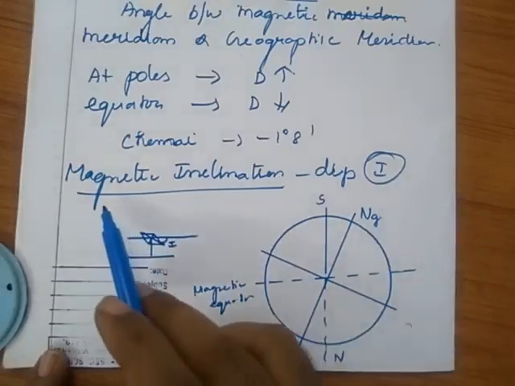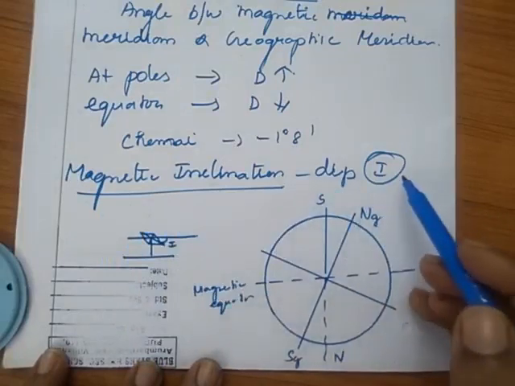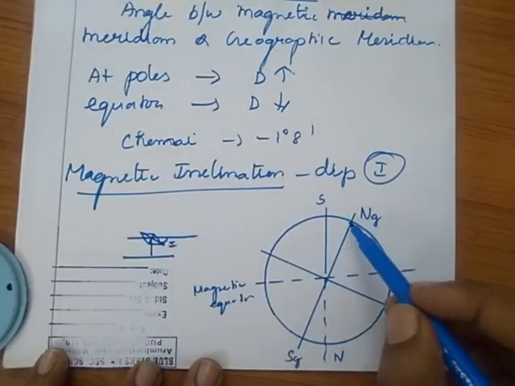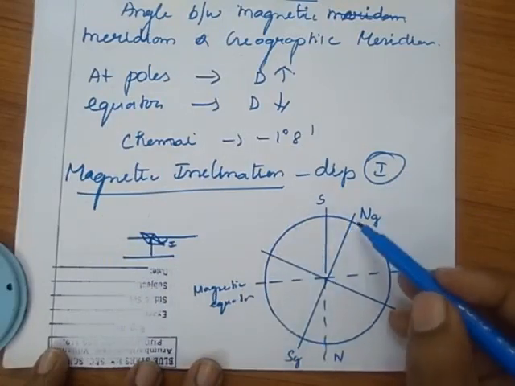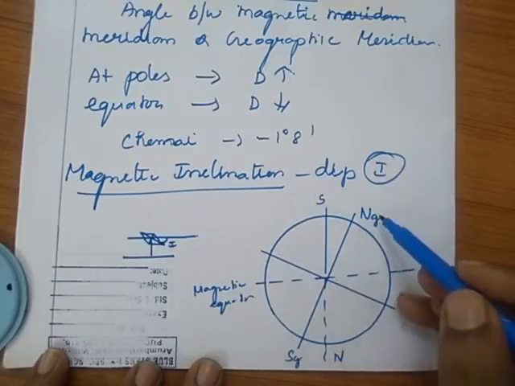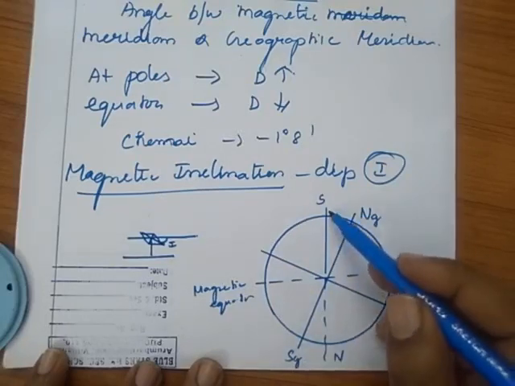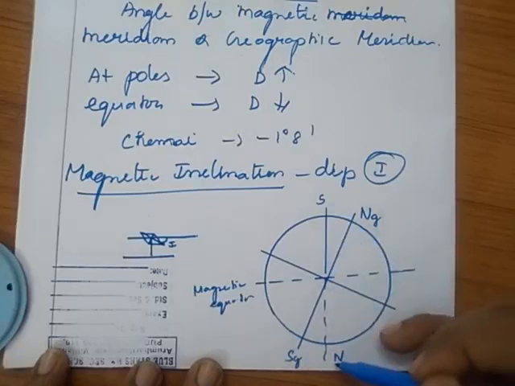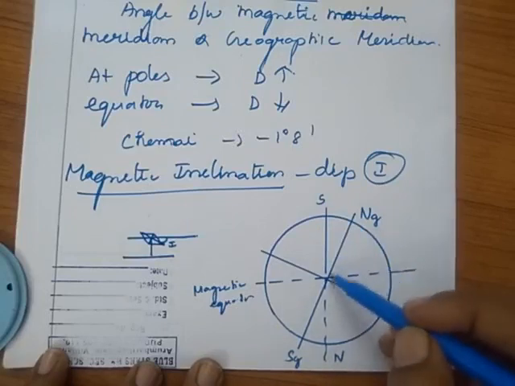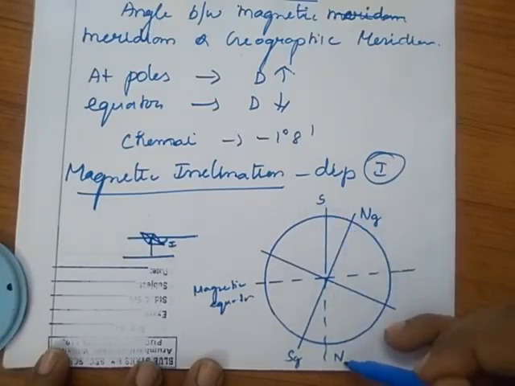Then magnetic inclination, also stated as dip, is represented by the symbol I. Here we consider our earth. This is our geographical axis, with the true north pole and the true south pole. Then this is our magnetic axis, with the magnetic south pole and the magnetic north pole. Don't be confused.